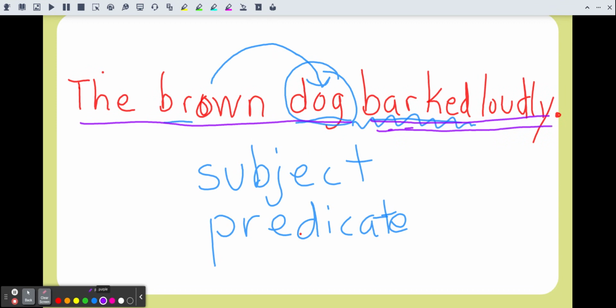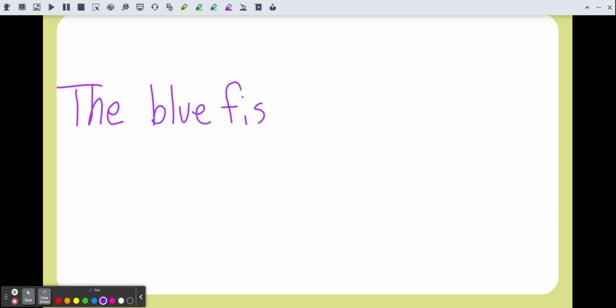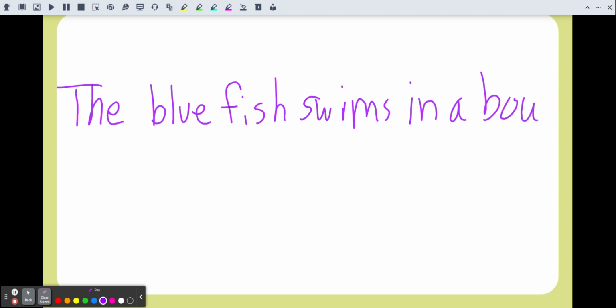So which comes first in this sentence, the subject or the predicate? The subject, that is correct. The subject comes before the predicate in most English sentences, but not all of them. Let's look at a new sentence. Okay, read it with me. The blue fish swims in a bowl.